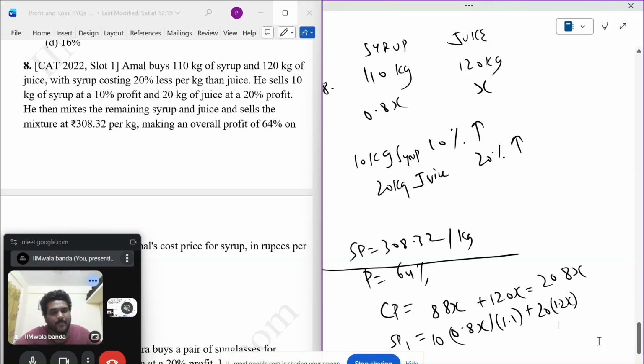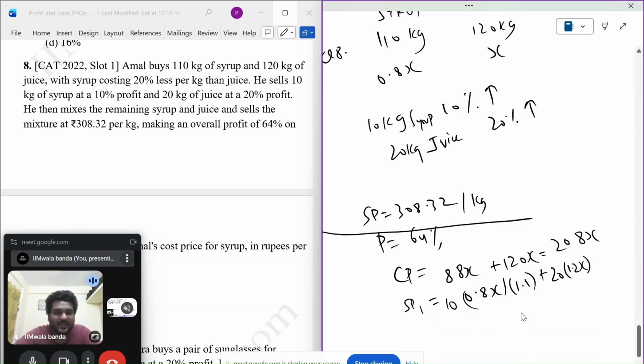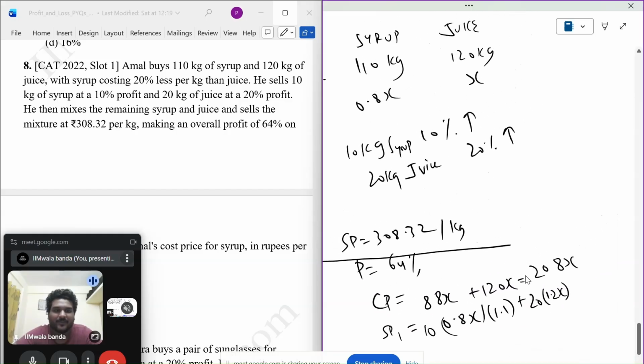And what else? Correct? He sold 20 at 1.2x. So this is the selling price. Why are there three terms? Because 0.8x also got increased by 10%. Here x got increased by 20%. So I've directly written it like this. That's why it's looking confusing. I was searching for the third term. SP1 I got.